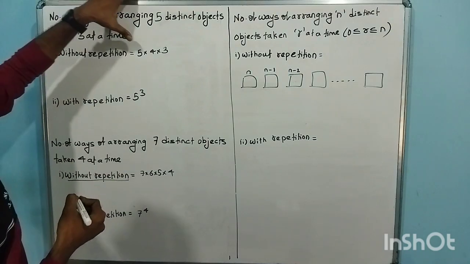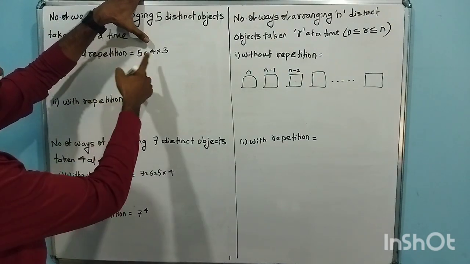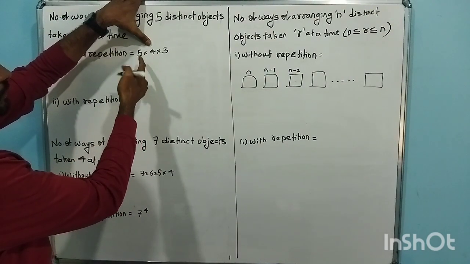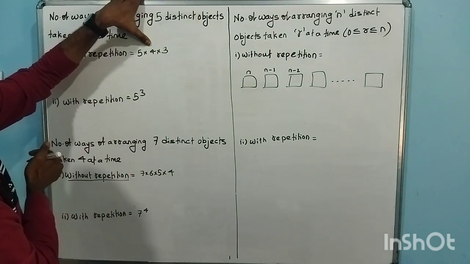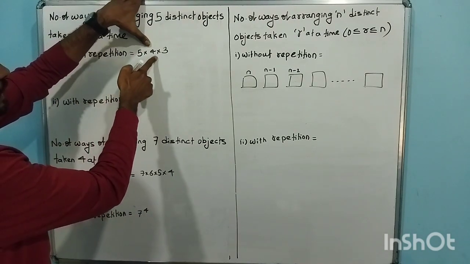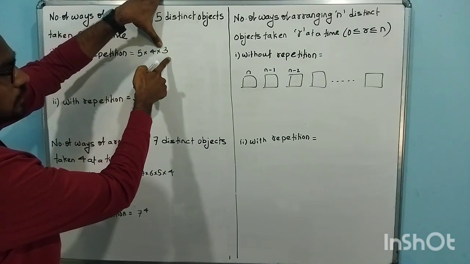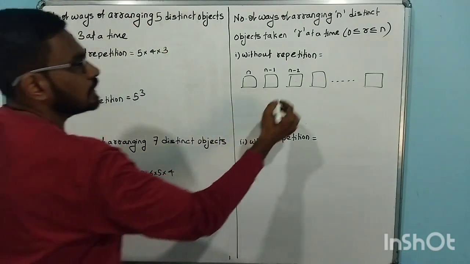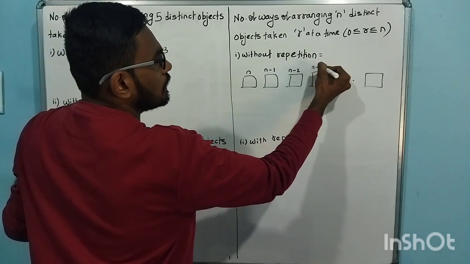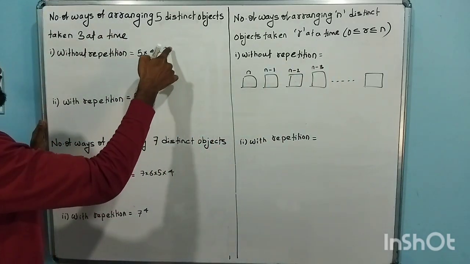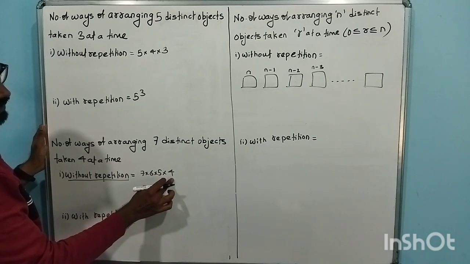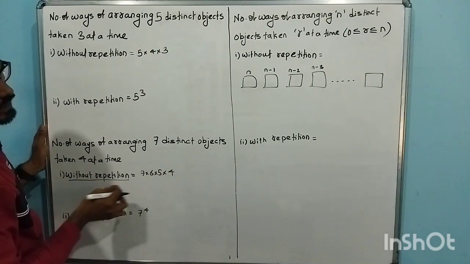See, for first place I selected from 5, for second place I have to select from 1 less because one I already selected. So first place I have 5 choices, second place I have only 4 choices, 1 less. Third place I have only 3 choices, 2 less. Fourth place I have only n minus 3 choices; here, 4th place I have only 2 choices, 3 less, like that.